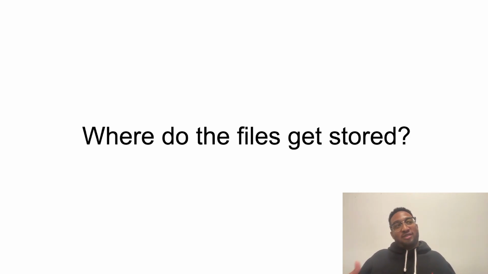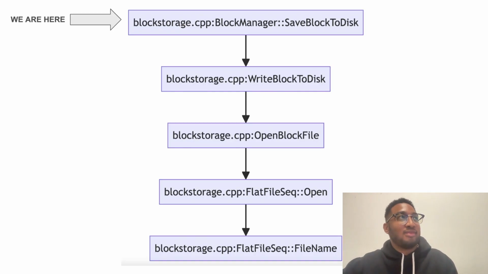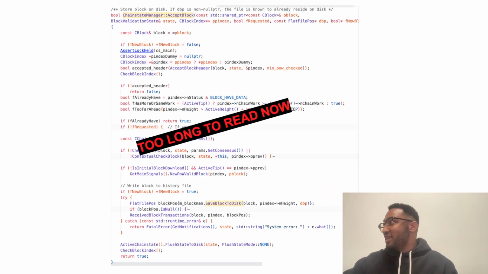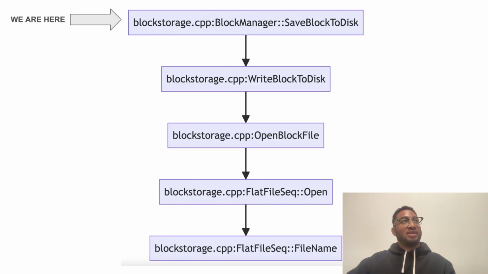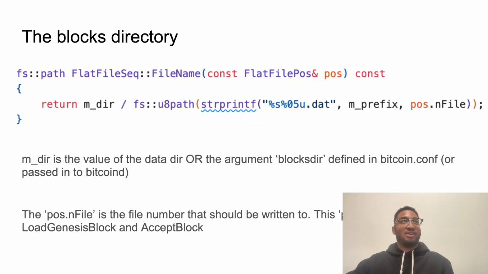So where do the files get stored? The block files get stored... I know it's kind of hard to put it all together, but these two methods call a method called save block to disk: accept block when it receives new blocks, and load Genesis block when it just starts up. And in save block to disk, it goes through a sequence of method calls. It's kind of hard to get all in your mind conceptually, but it's a nice flow chart to try to make.